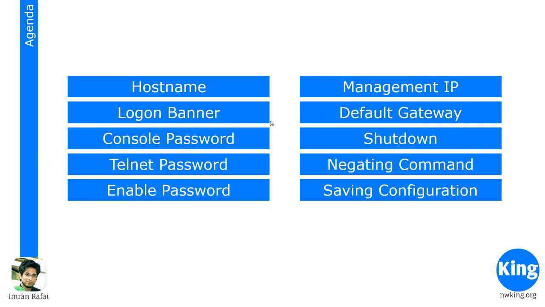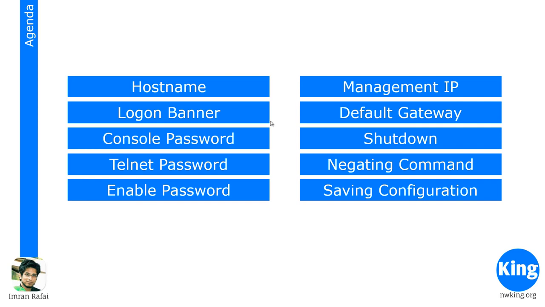See where hostname is coming. Hostname is part of the global config. Logon banner is part of the global config. Console password, you need to go to line console and put the password there. Telnet password is again in line VTY 0 to 4. Enable password, again a global configuration command. Management IP, you need to go into the VLAN interface and give the IP address there. You should also remember to enable that interface, because by default that interface is shut down, right? So you need to do no shutdown to enable that interface.